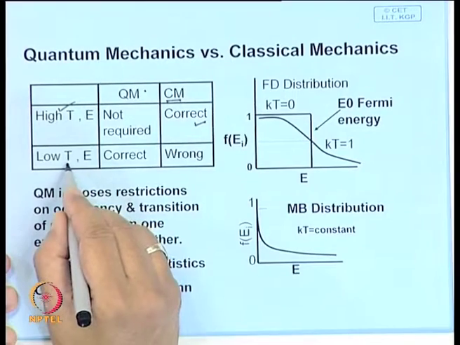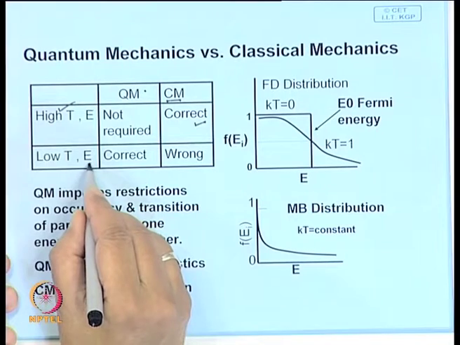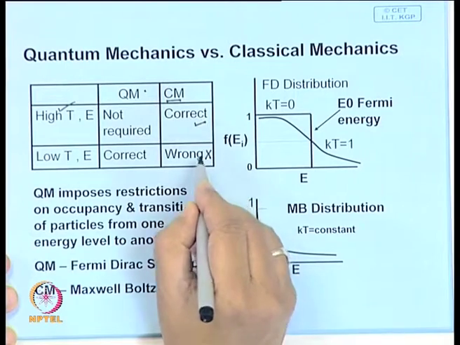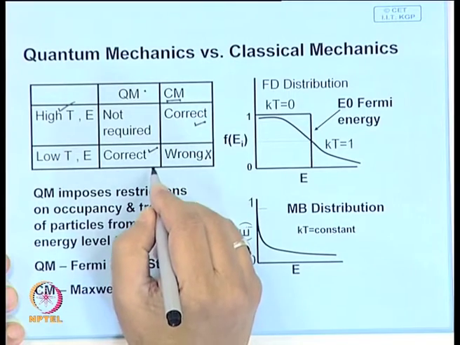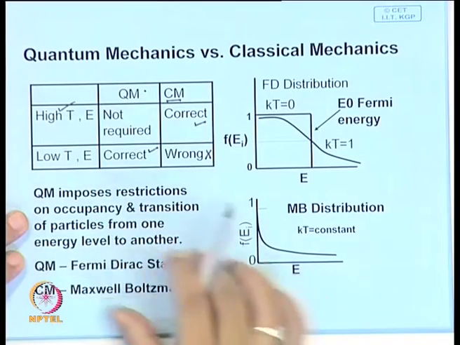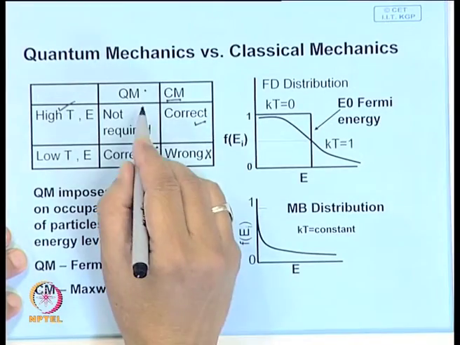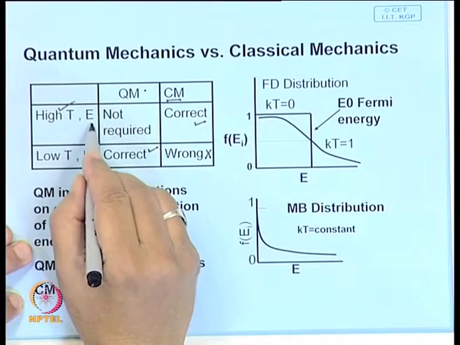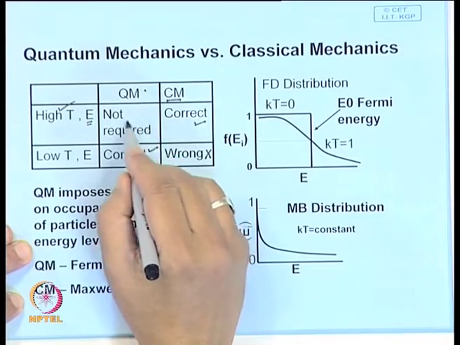However, when the temperature becomes very low, or the energy of particles is also very low, in that case classical mechanics gives wrong prediction, and this is where one needs to apply the principles of quantum mechanics. And usually the calculations using quantum mechanics are a little difficult to understand and a little complex. So, therefore, in normal cases, if the temperature is high and the energy of the particles is also high, its use is not required.